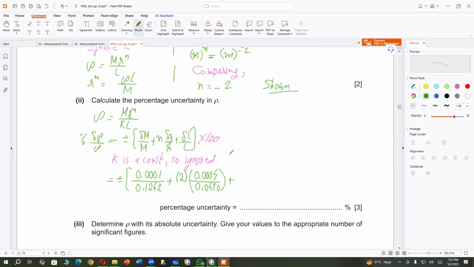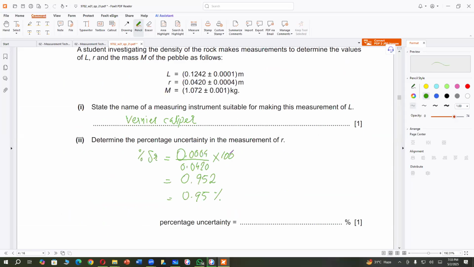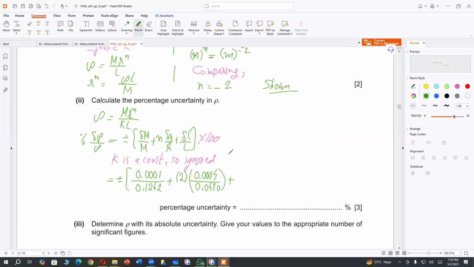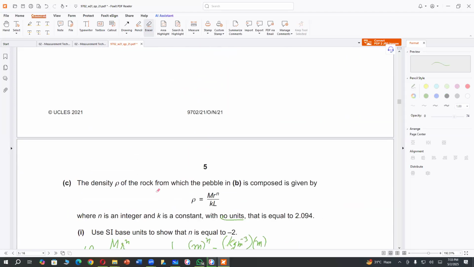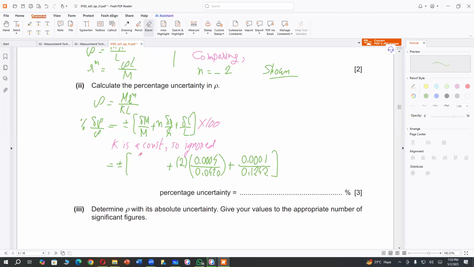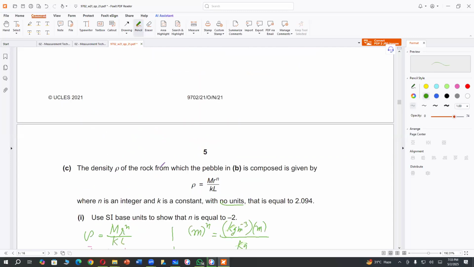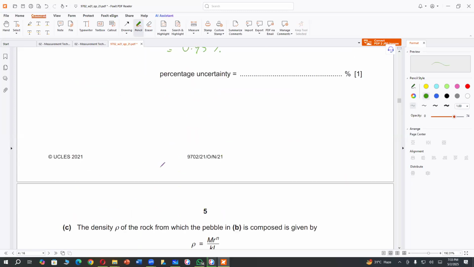Last one is ΔL upon L, 0.001 upon 1.072. I made a mistake. I have written M and L swapped. So 0.0001 upon 0.1242. I have to repair this entry. The value of L is 1.072 and the value of m is 0.1242, so 0.001 upon 1.072.